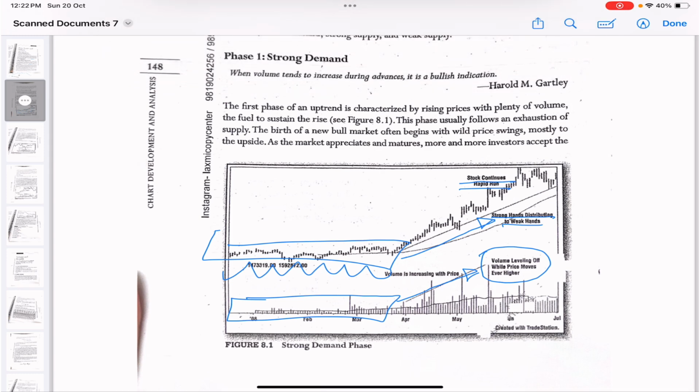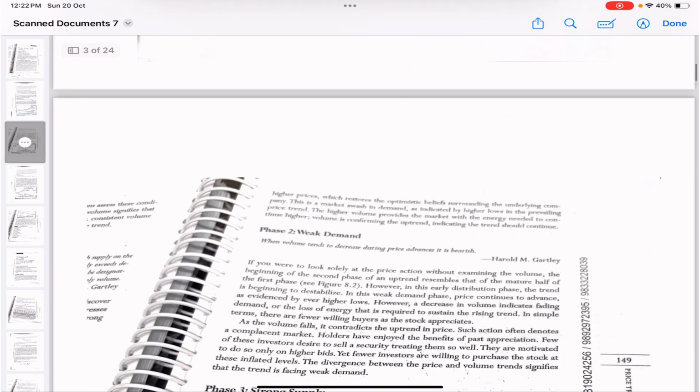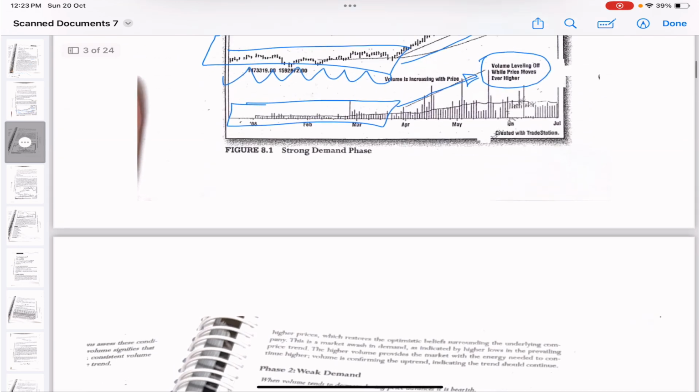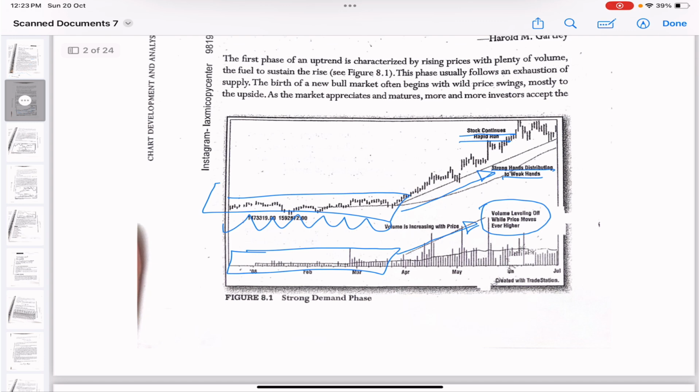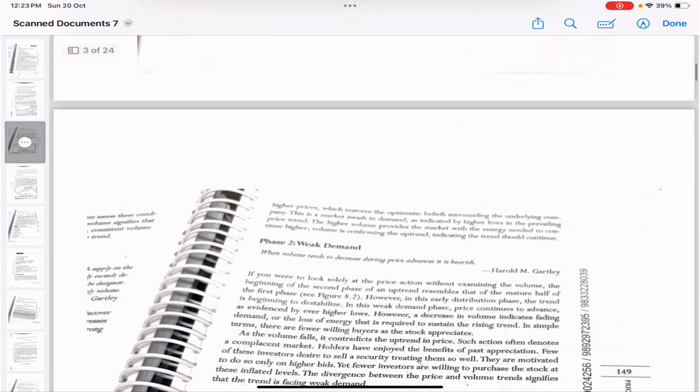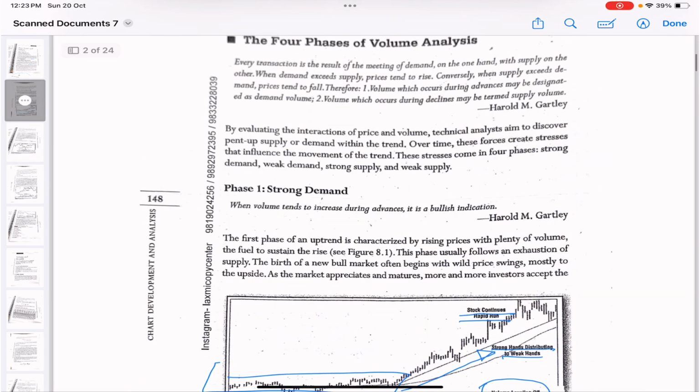As the market appreciates and matures, more and more investors accept the higher prices, which restores their optimistic belief surrounding the underlying company. This is a market awash in demand, as indicated by higher highs and higher lows prevailing in the price trend. The higher volume provides the market with the energy needed to continue higher. Volume usually confirms the uptrend, and that basically shows us that the uptrend is going to continue. So that is the first phase, which is strong demand.